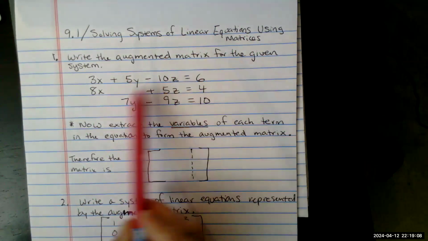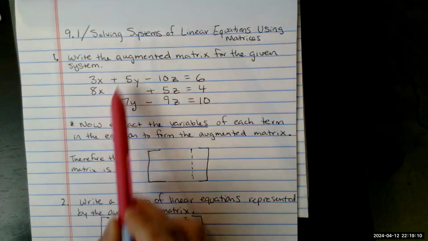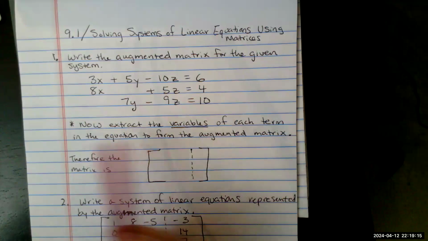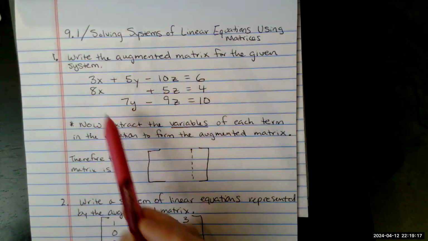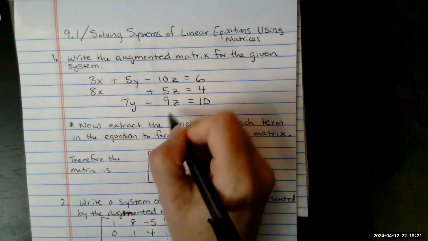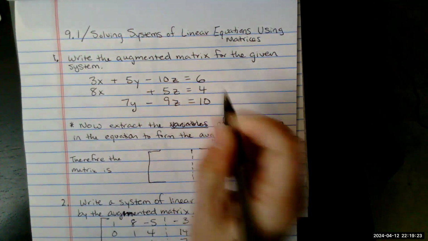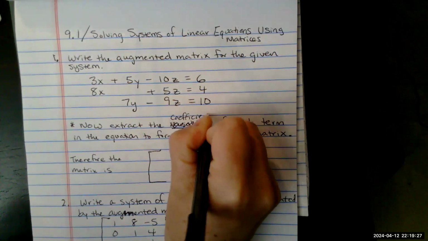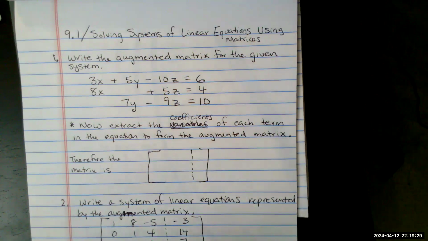You want to line them up so that the x's, y's, and z's are all lined up on one side, and then the constants are on the other side. When you do that, you can then extract the, oh, I meant to change it because it's not variables. It's the coefficients that you extract from each term in the equation to form the matrix.